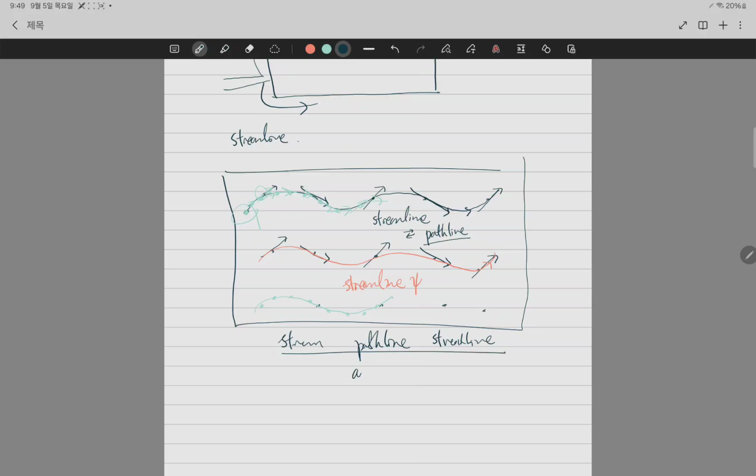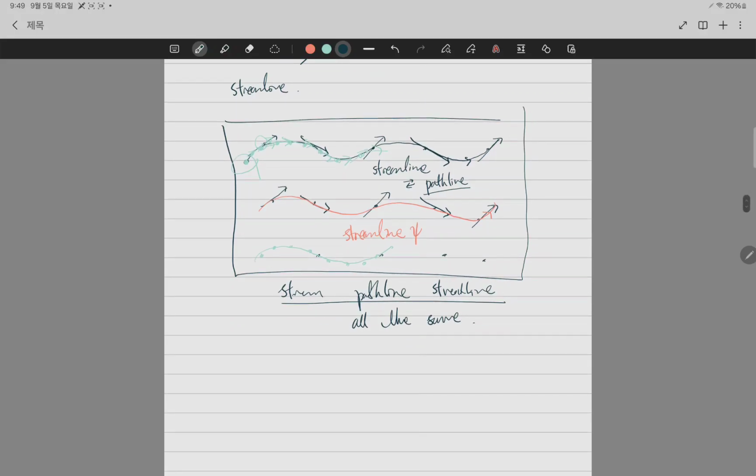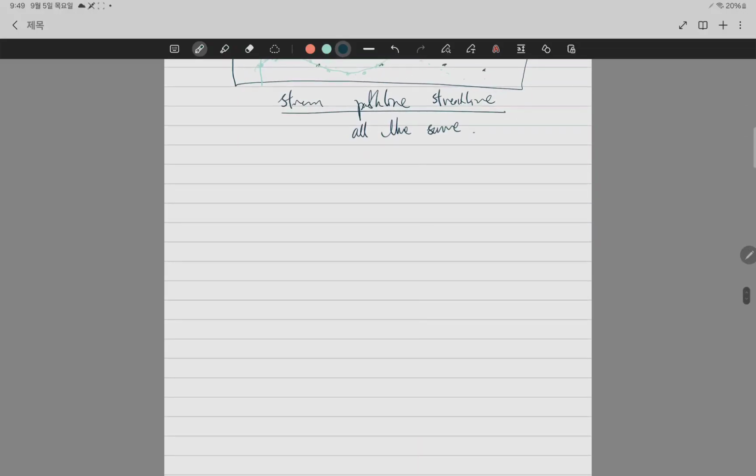These are all the same. Yes, these are all the same. So if you keep on shooting these particles from this point, they will eventually reach all these points. And we call that streak line, streamline, path line. They're all the same.